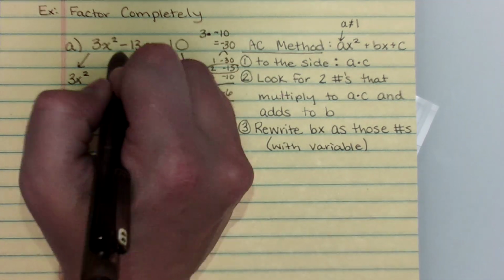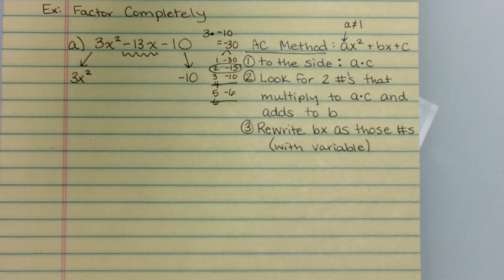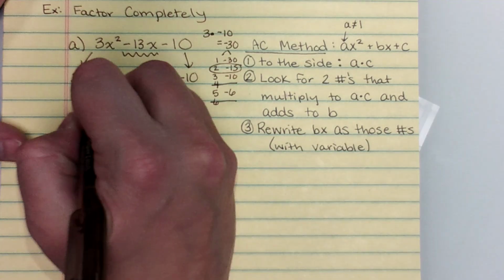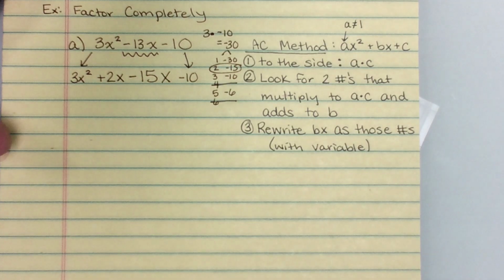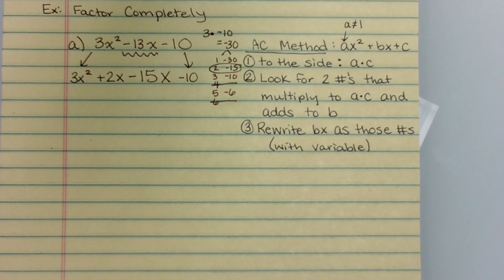The bx part is this negative 13x, which is going to become a positive 2 and a negative 15, both of them x's. Plus 2x minus 15x. It does not matter which one goes first. Which one goes first and which one goes second will just change what the middle steps of your equation look like, but in the end, the answer should be the same.